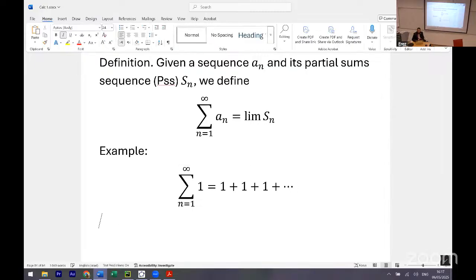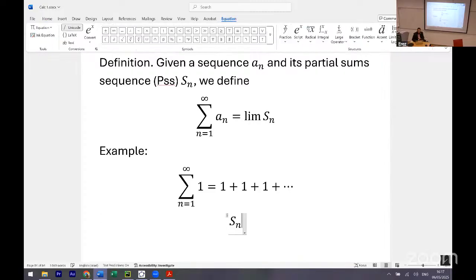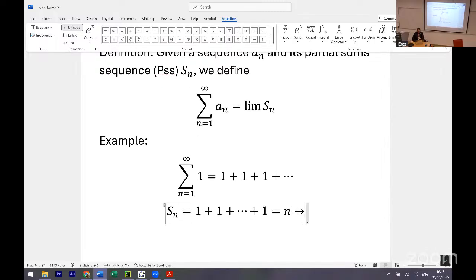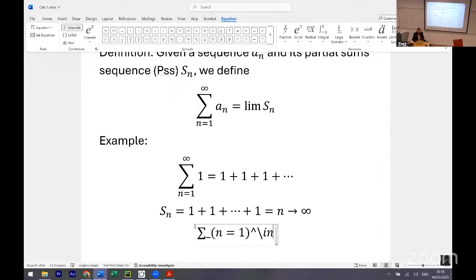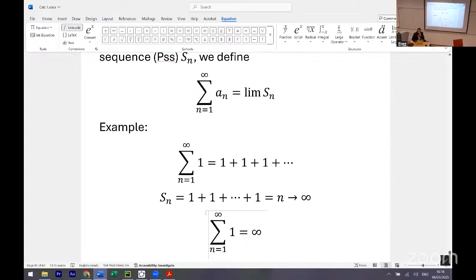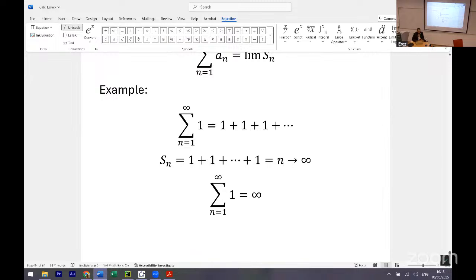By our definition, we look at the partial sums. What is S_n? It's the sum of the first n elements, but all of the first n elements are 1. So what is the sum of n ones? It's n. And what is its limit? Infinity. So the sum from n equals 1 to infinity of 1 is infinity. Makes sense. Agreed?